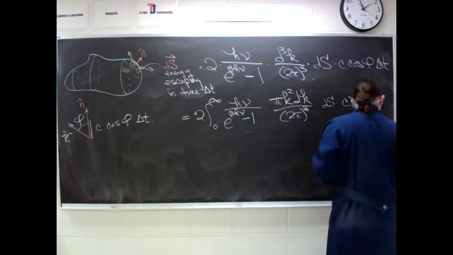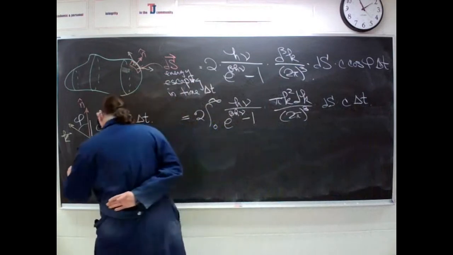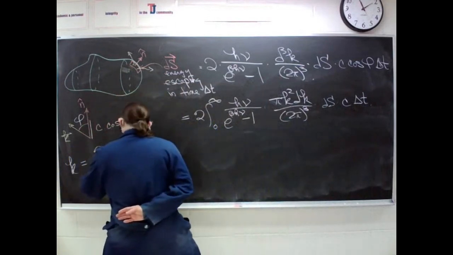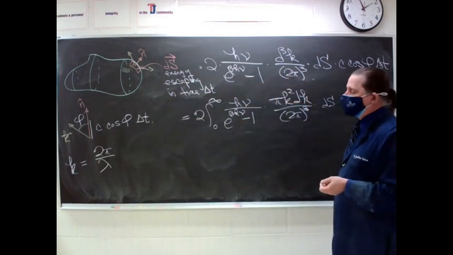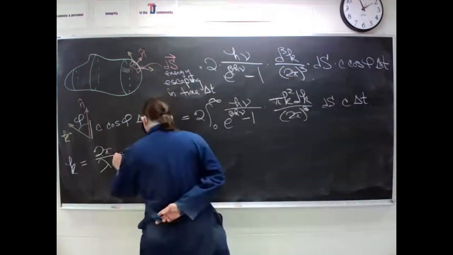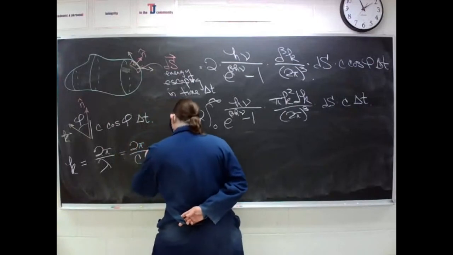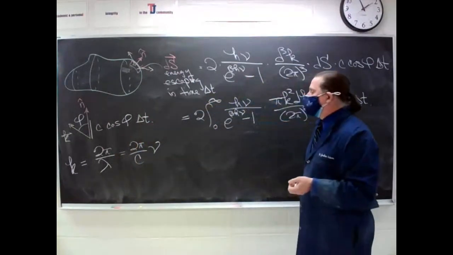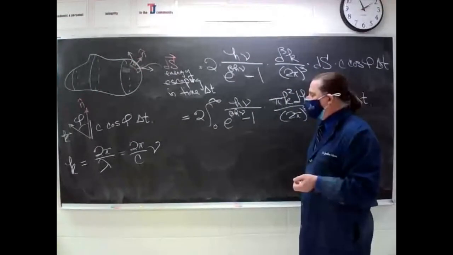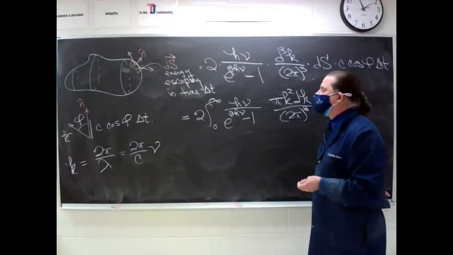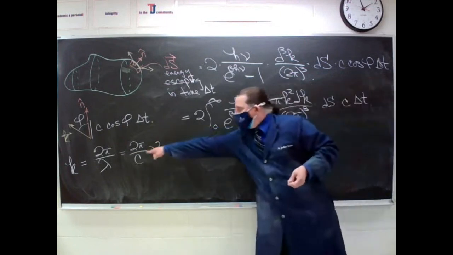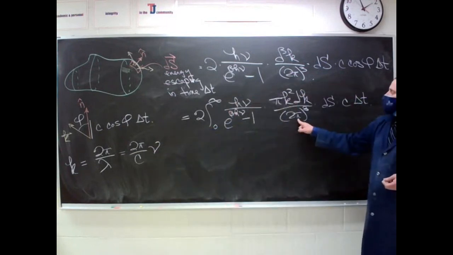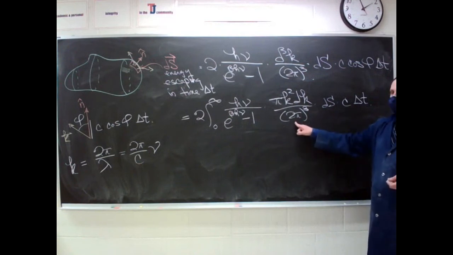Now, remember that k is 2 pi over lambda. So that's 2 pi over c times the frequency. This 2 pi over c is why, when I write it in terms of the frequency, I have c cubed instead of 2 pi cubed.